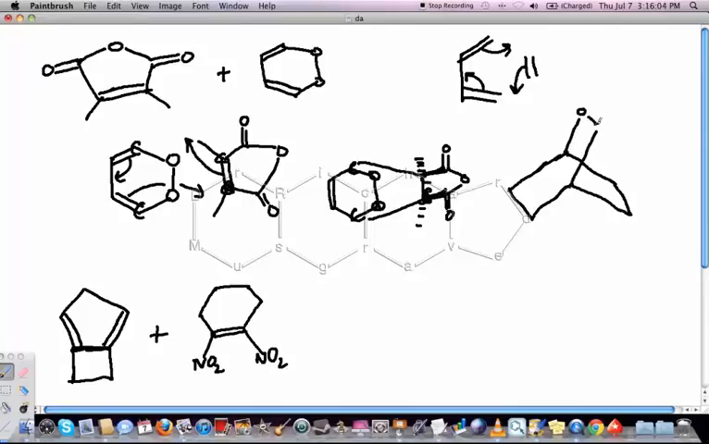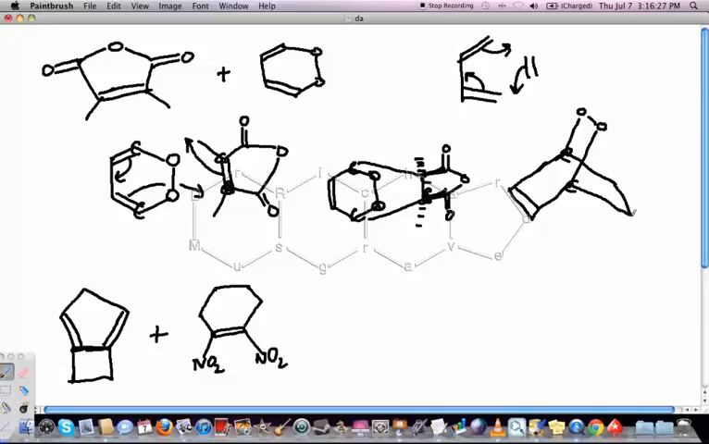Now what I'm doing here is drawing what I'm calling the bridge. The bridge will always be whatever was joining the ends of the diene together, and that would be the bridge right here, or if you like right here. And there's a double bond down here. And now we can draw in the bits of the dienophile.